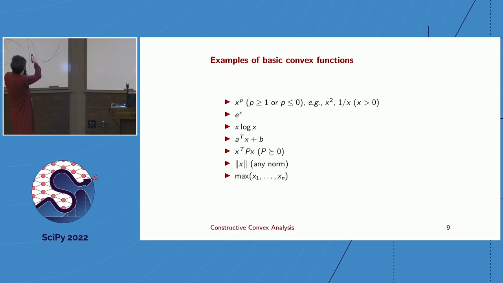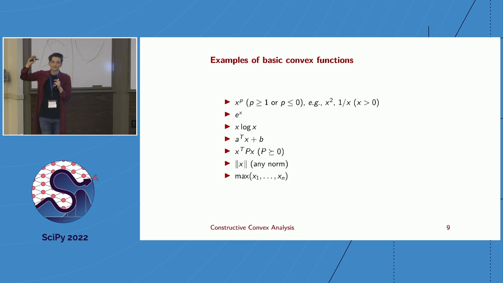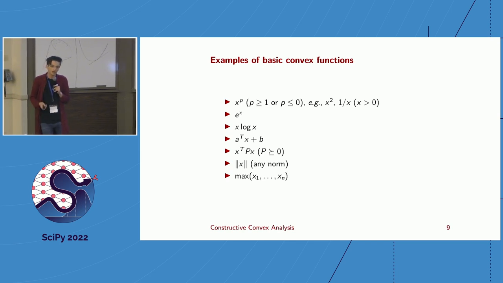So one of them, just raising a variable x to a power p, if p is greater than or equal to 1 or less than or equal to 0, then this is convex. If p is less than or equal to 0, then we need to restrict the variable x to be positive. And this will happen automatically. If you ever write a CVXPY expression with like a 1 over x, if you use the inv pos atom, that's the name for it in CVXPY, then the constraint that x is positive will automatically be enforced.